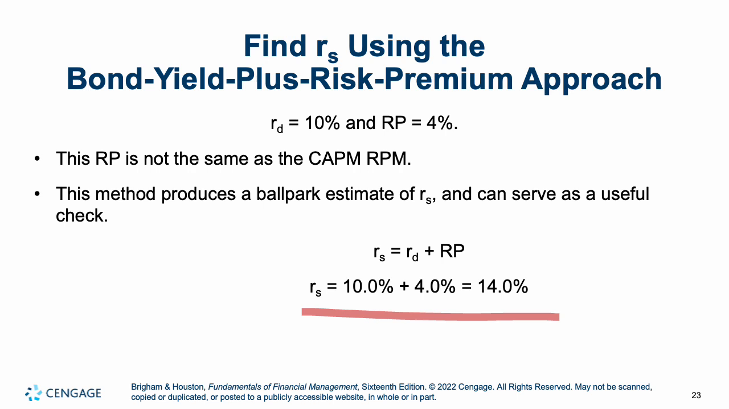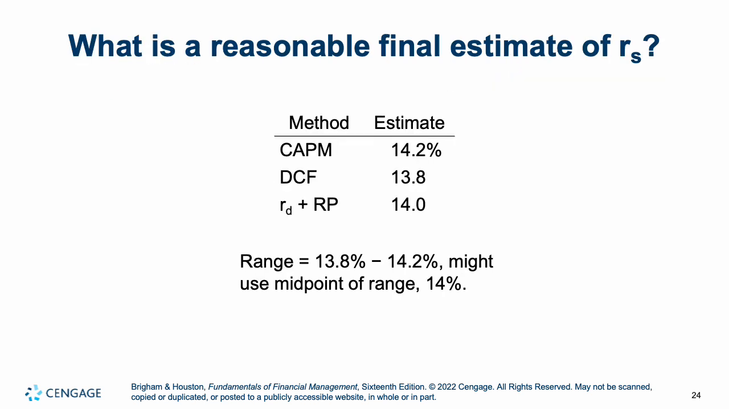So those are the three methods. What's a reasonable final estimate? So using the three methods, we're ranging from 14.2 to 13.8, so you might choose the midpoint. There's no right or wrong answer here, but one way to go would be to use the midpoint of 14.